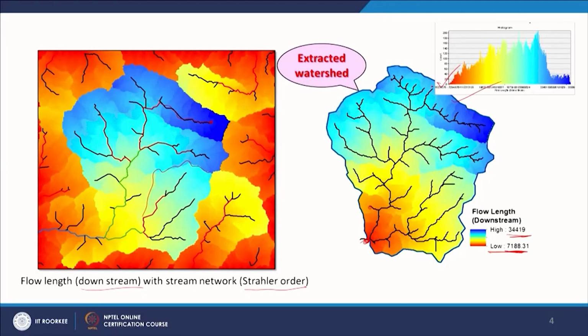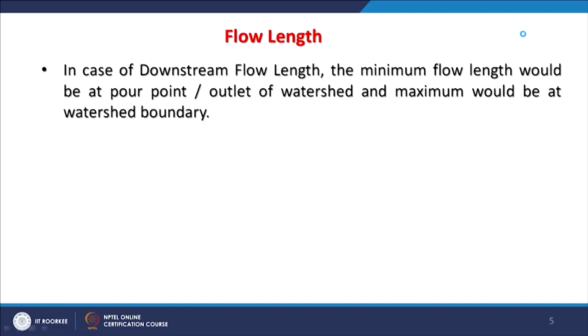We can also prepare a histogram of flow length versus how many cells will contribute, and that will let us know that if a cloud burst happens in this part, how much time it would take to reach the outlet, what the flow length would be, and how much travelling time it would require. That can be estimated very easily. This is how it is used in the modeling. For the downstream flow length, the minimum flow length would be at the pour point, the outlet of the watershed, and the maximum would be at the watershed boundary.